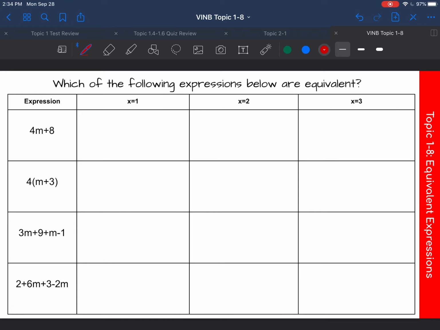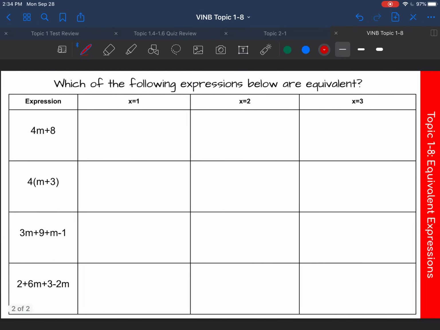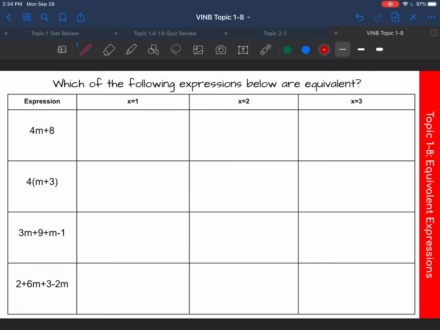So now we're going to do a little bit of practice. We're going to see which of the following expressions below are equivalent. We're going to do that by substituting a value for the variable. First we'll substitute x equals 1, then x equals 2, then x equals 3. Now, I messed up a little bit, and the variable actually isn't x, the variable is m. So really it's m equals 1, m equals 2, and m equals 3.